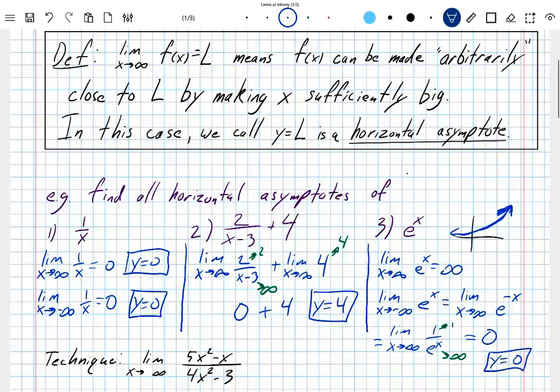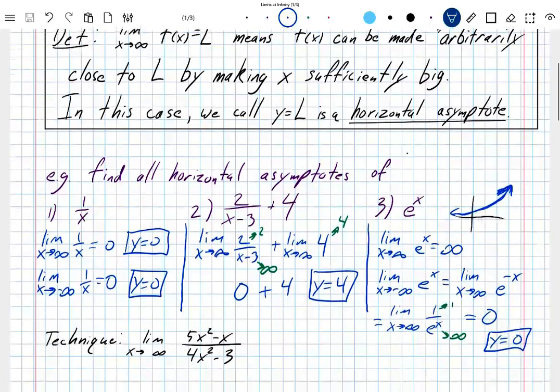So e to the x grows very, very fast going to the right, and actually approaches 0 very, very fast going to the left, and is never negative. Okay, neat. Those were some basic examples that I don't need you to show a whole lot of work for in the future, but it's worth seeing once or twice.